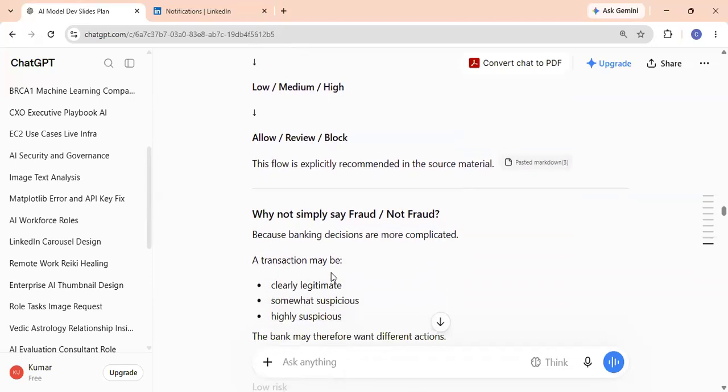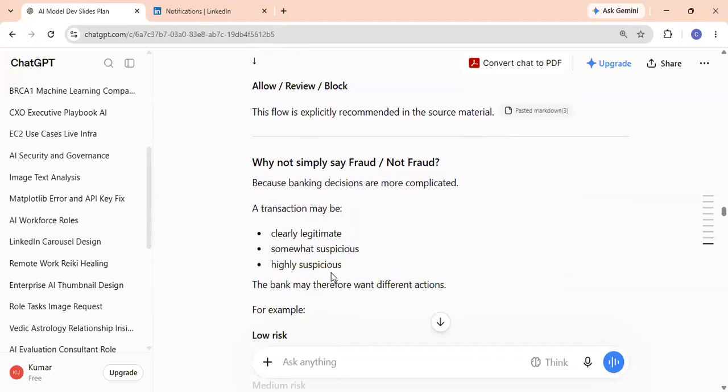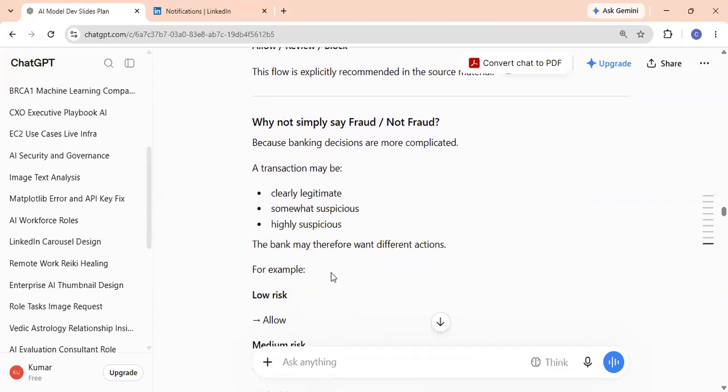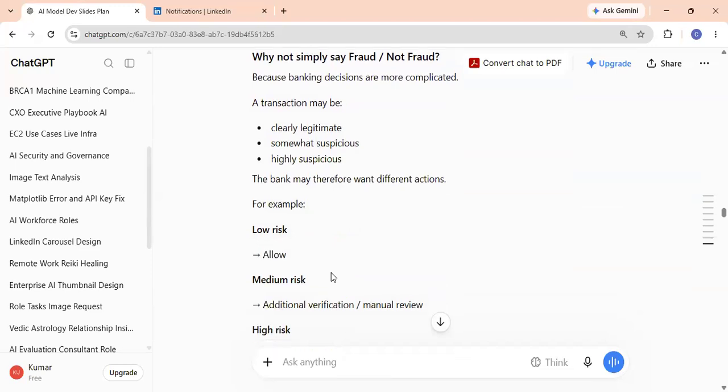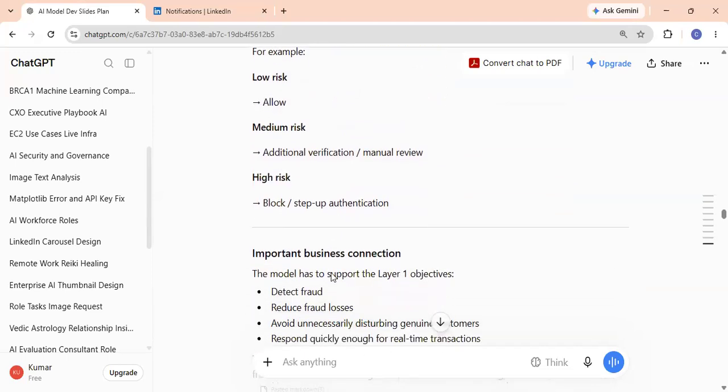So why not simply say fraud, not fraud? Because banking decisions are more complicated. A transaction may be clearly legitimate, somewhat suspicious, highly suspicious. The bank may therefore want different actions. So the low risk, medium risk, high risk, such kind of things.